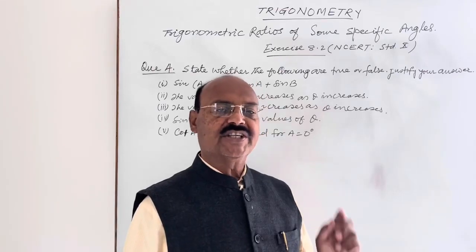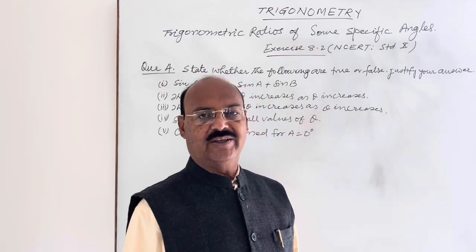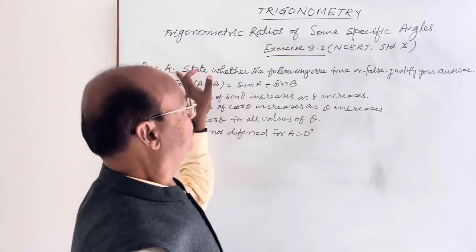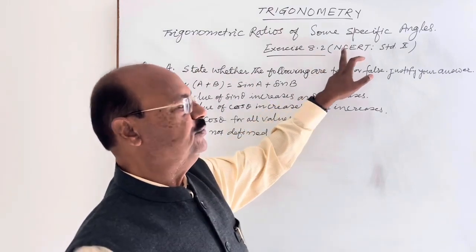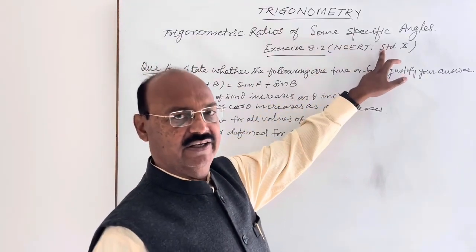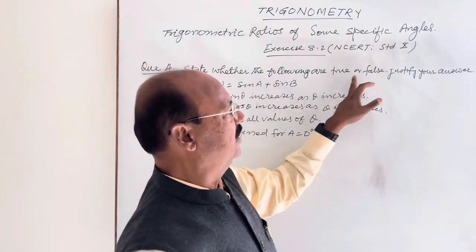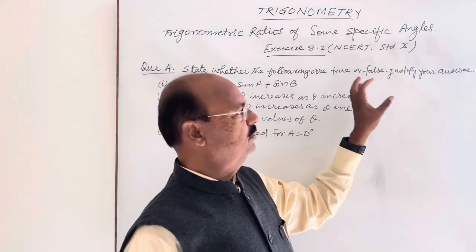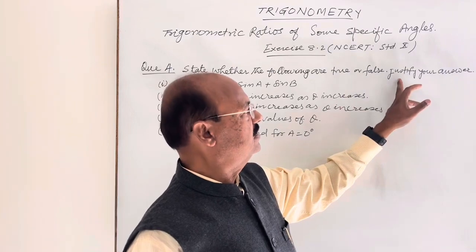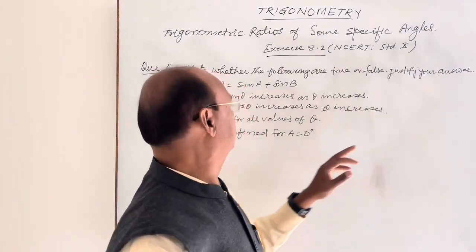Very interesting question from the chapter of trigonometry. Question number 4 from exercise 8.2 of NCERT book standard 10. Here the question is: state whether the following are true or false. Objective type question. Justify your answer.